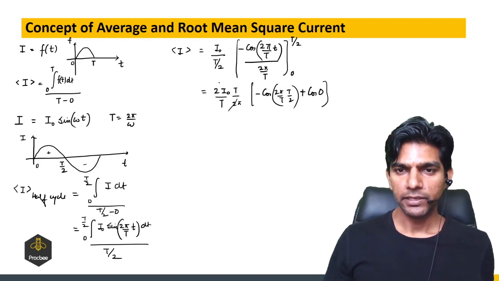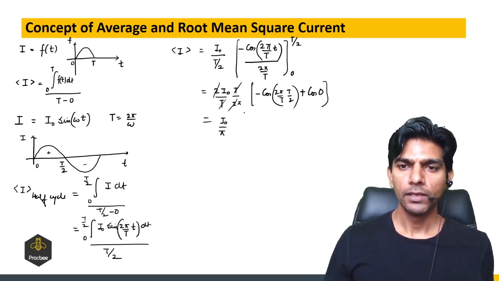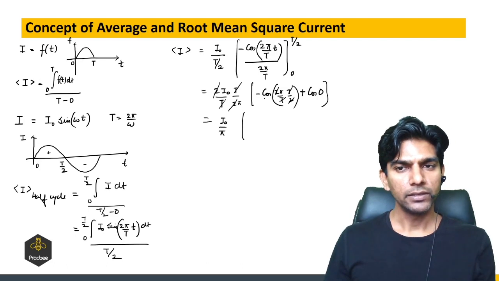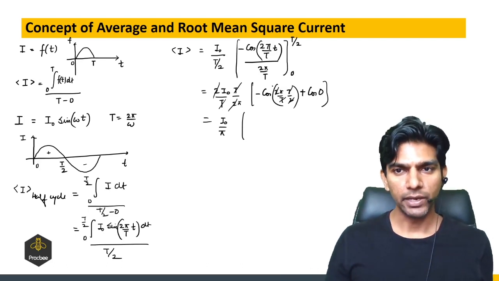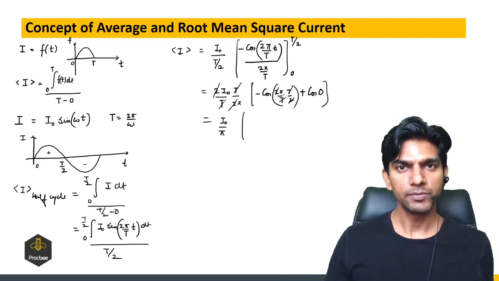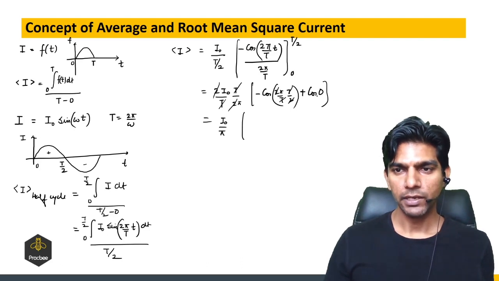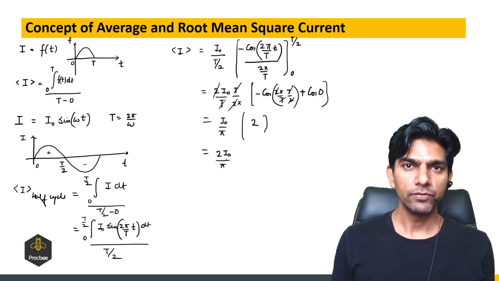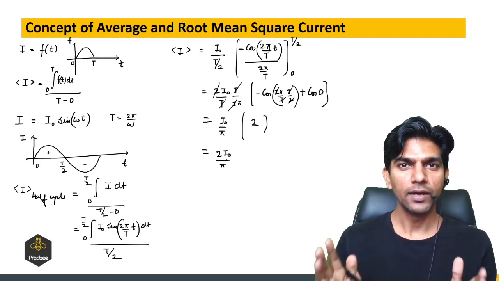So this 2 will get cancelled out, T will get cancelled out. So we have I naught by pi, and here T will get cancelled out, and this 2 will get cancelled out. So we have minus cos pi, and cos pi is minus 1. So minus times minus 1 is plus 1. And cos 0 is plus 1. So it becomes 2. So do remember that 2 I naught by pi is the average value in half cycle.